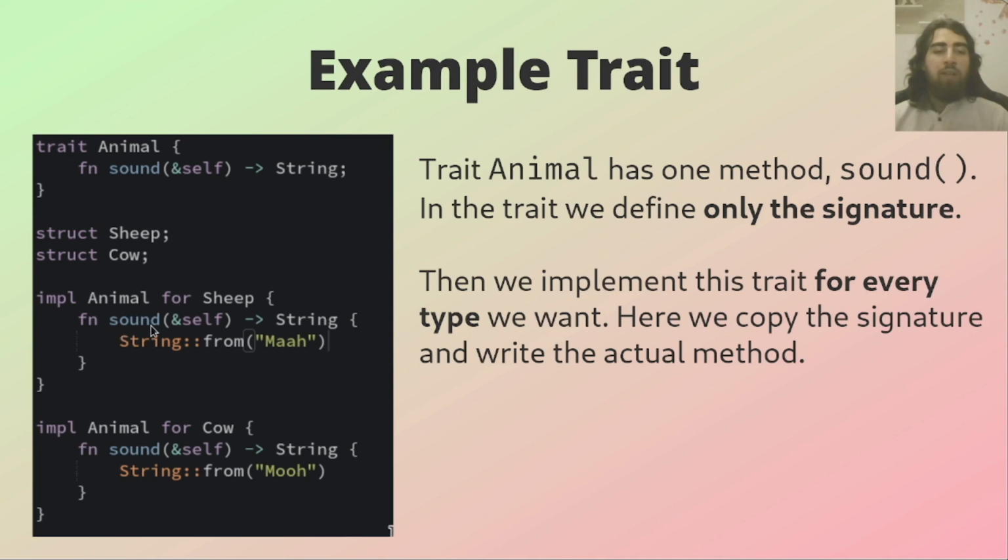So as you can see, both sheep and cow then implement the animal trait, meaning they automatically implement the method, right? So both of them take a reference to its instance, for example, a sheep instance, and then just return the string over here. And the same thing for cow.